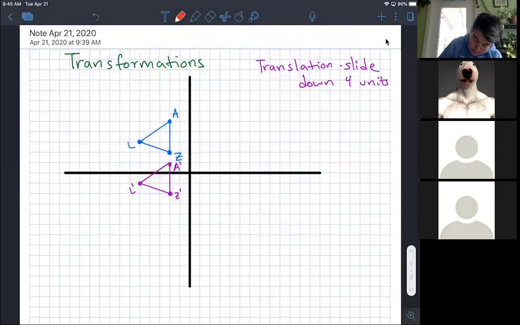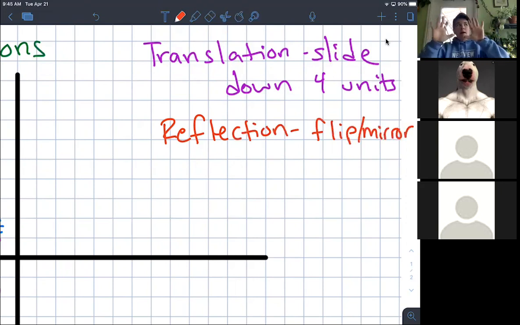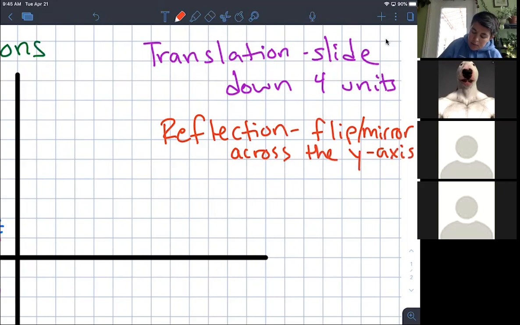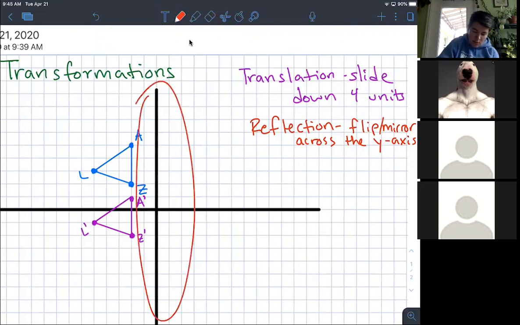Okay, the next type of transformation, let's go red, is a reflection. A reflection, y'all, is just like a flip or a mirror. If you're taking a shape, you want to flip it over to another side, over a line. So let's say we wanted to reflect across the y-axis. I'm going to go back to this original triangle AZL and reflect across the y-axis. The y-axis is the up and down one, this one right here.